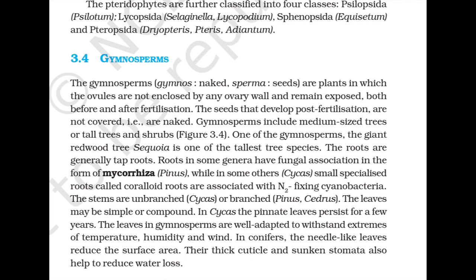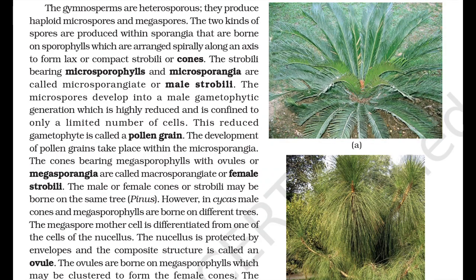In conifers, the needle-like leaves reduce surface area. Their thick cuticle and sunken stomata also help to reduce water loss. The gymnosperms are heterosporous. They produce haploid microspores and megaspores. The two kinds of spores are produced within sporangia that are borne on sporophylls, which are arranged spirally along the axis to form lax or compact strobili or cones.